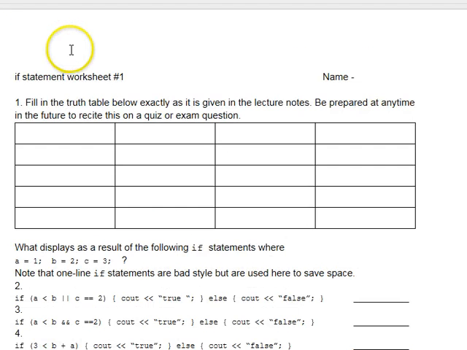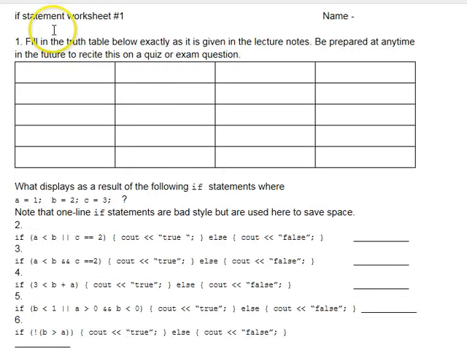Okay, Mr. Minnick here, helping my Comp Sci 101 students with If Statement Worksheet number 1. In the notes is the truth table. You should read it and understand it. But real quickly, I'm going to attempt to fill it in here as neatly as possible.